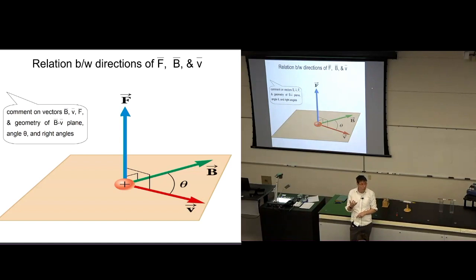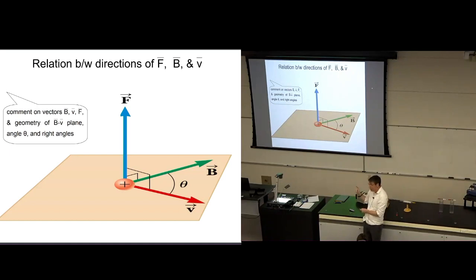One other way of thinking about it is that once you pick V and B, you've picked a plane in which V and B live. So supposing I picked V to be left to right across the room, and I picked B to be into the whiteboard, from the back of the room to the front of the room. That's picking a plane in which V and B live. V and B live, in that case, in a horizontal plane.